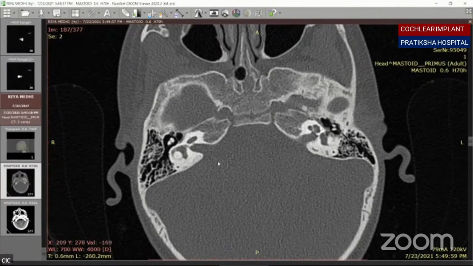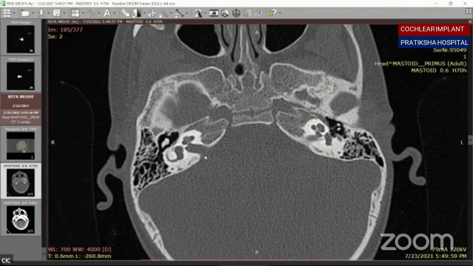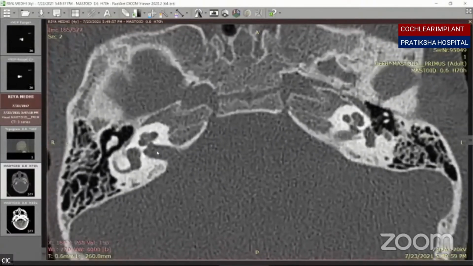Now here there are certain things to note. One is the diameter of the internal auditory canal. We can measure this at the midpoint. It is almost 3.83. That's a good diameter. Then the next thing to note is the cochlear aperture. Let me magnify it a little bit more. The cochlear aperture diameter here is almost 1.67. That's a good diameter again.